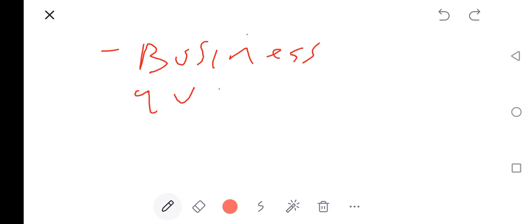So linear programming will be dealing with business questions in paper 2. It will be dealing with what? Business questions. Any questions that have to do with business in paper 2, it's linear programming.